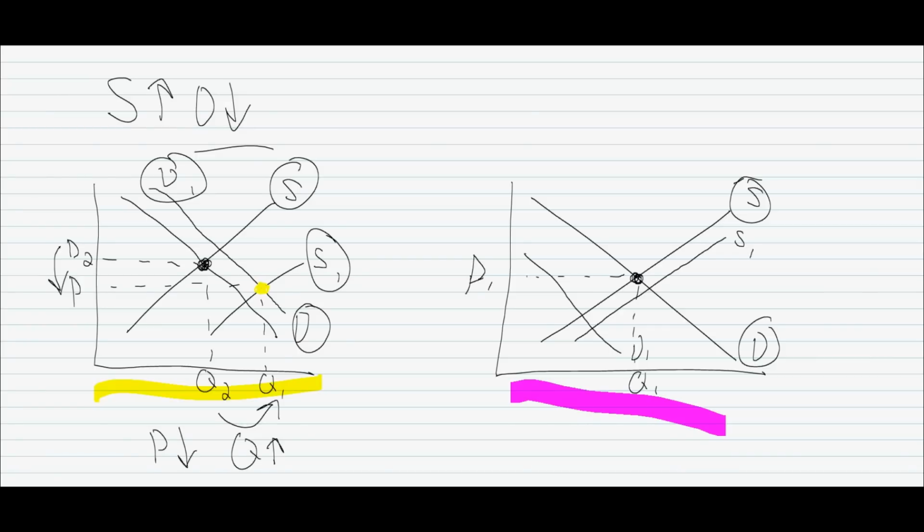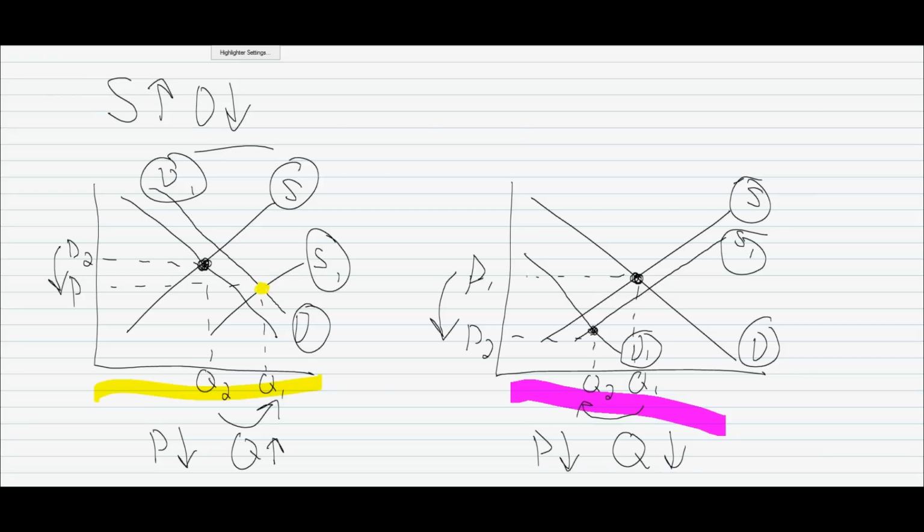And where does supply 1 and demand 1 intersect? They intersect right here. So we have quantity 2, price 2. So what happened here? Well, first of all, the price decreased and the quantity decreased. So price decreased, quantity decreased.